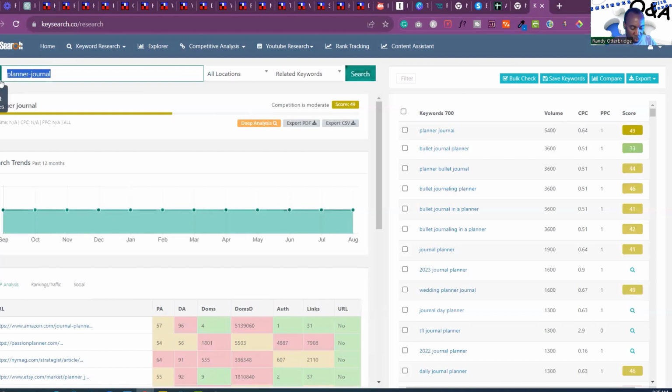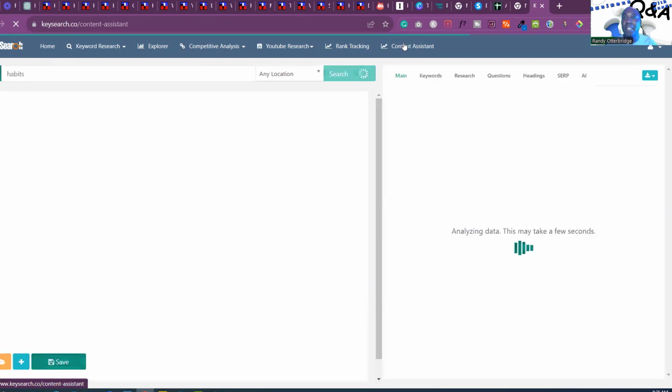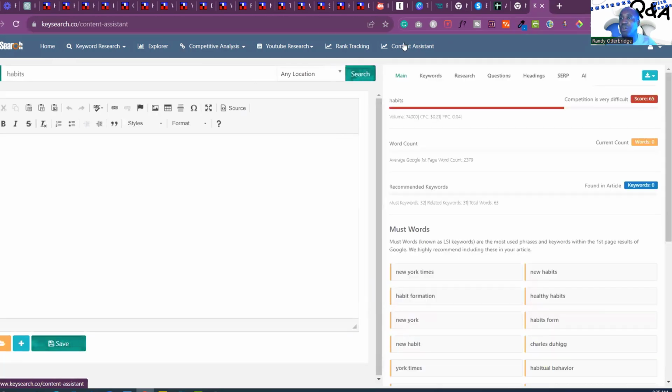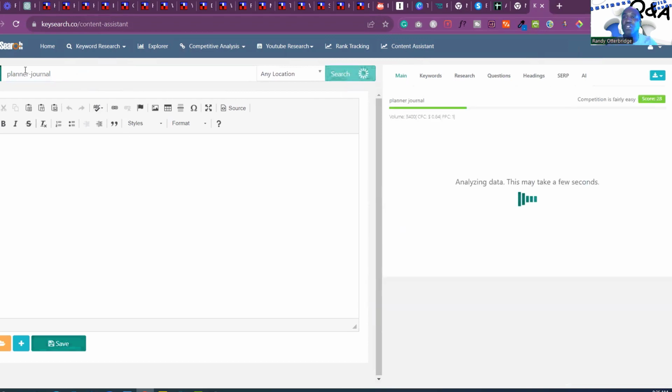So I want to take this word here, and now I'm going to go over to my content assistant. I'm going to leave a link for key search, this particular tool, so you can go ahead and figure it out yourself. I'm going to put in that same keyword, because what I want to do in this section is start getting LSI keywords that I could possibly use, combine, and all that good stuff, so that it can show me something interesting.